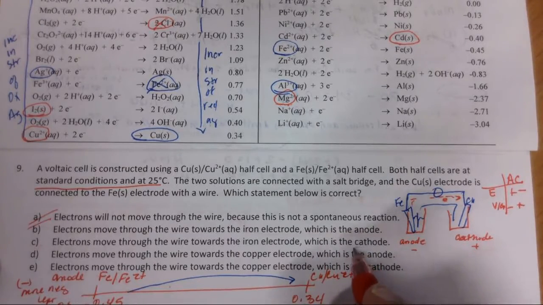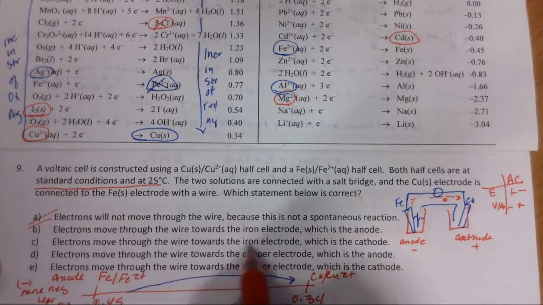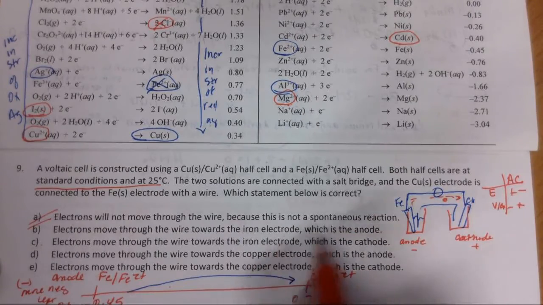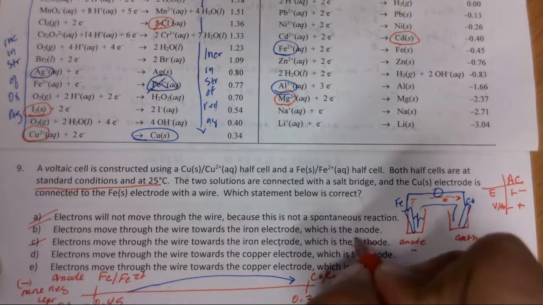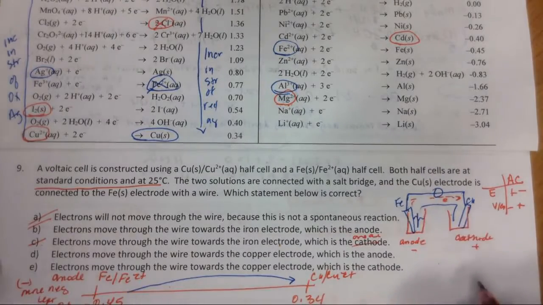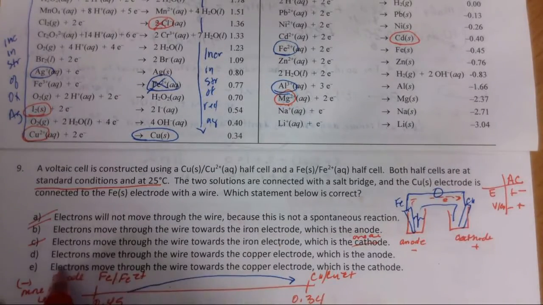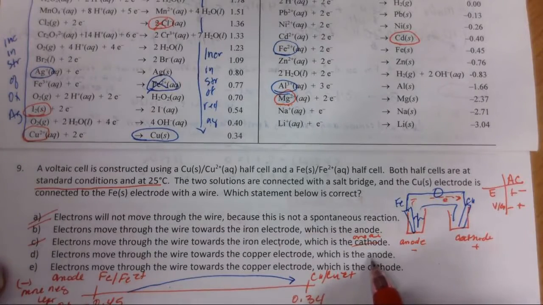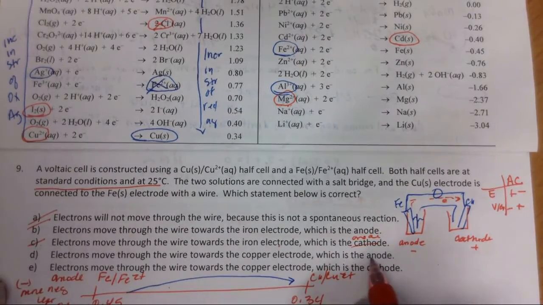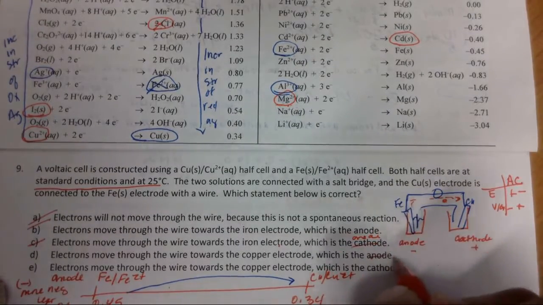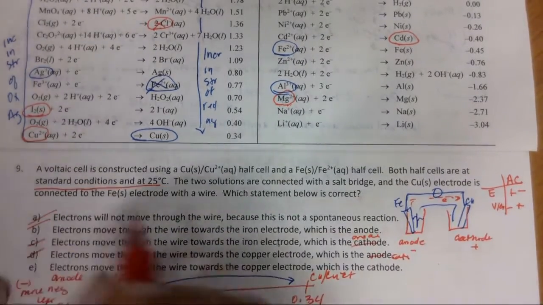Electrons move through the wires towards the iron electrode, which is the cathode. Okay, but it's not, right? It's an anode, so that's out. Electrons move through the wire towards the copper electrode, which is the anode. The copper electrode is not the anode, it's the cathode. Okay, so that one's out.